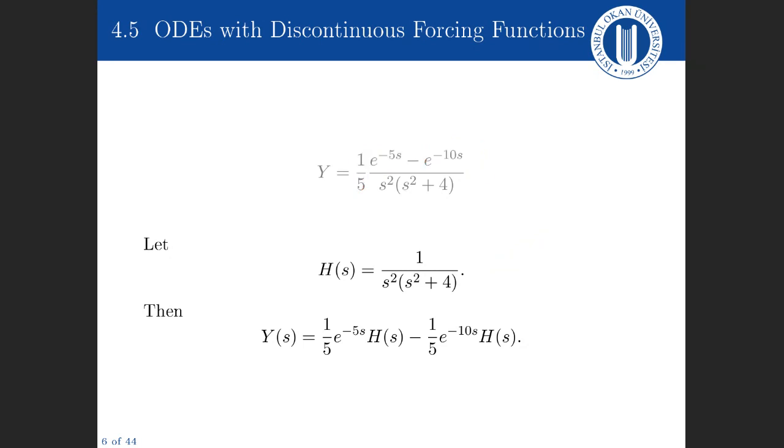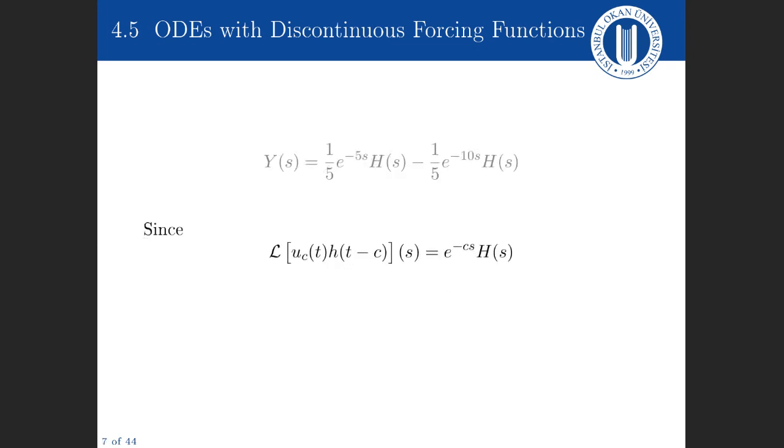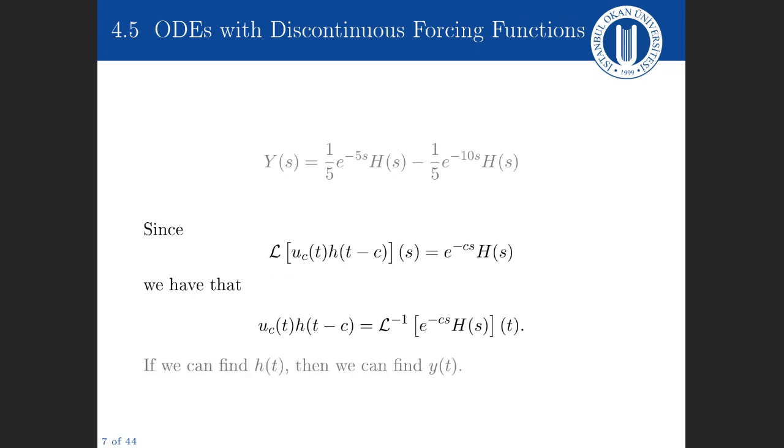The strategy is, first we're going to find the inverse Laplace transform of capital H, and then we're going to use our shifting formula to find the inverse Laplace transform of capital Y. So step 1, we're going to look at capital H. And then we're going to be using the shifting formula to find Y. Rearranging the shifting formula, taking the inverse Laplace transform on both sides, we can understand that if we can find small h, then we can find small y.